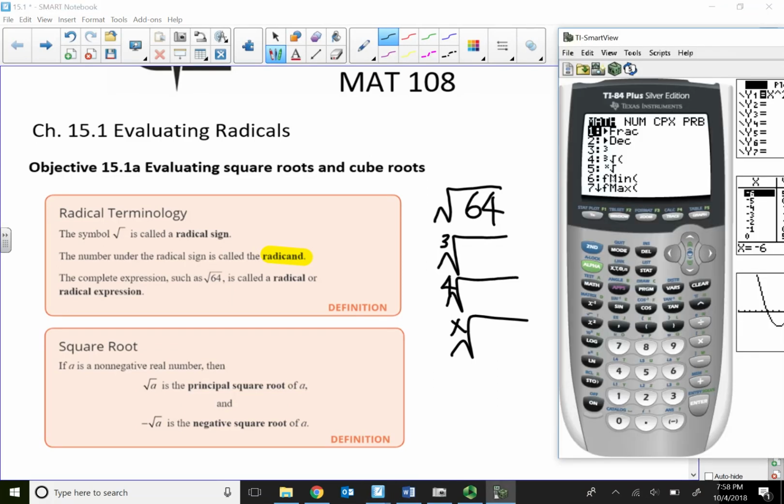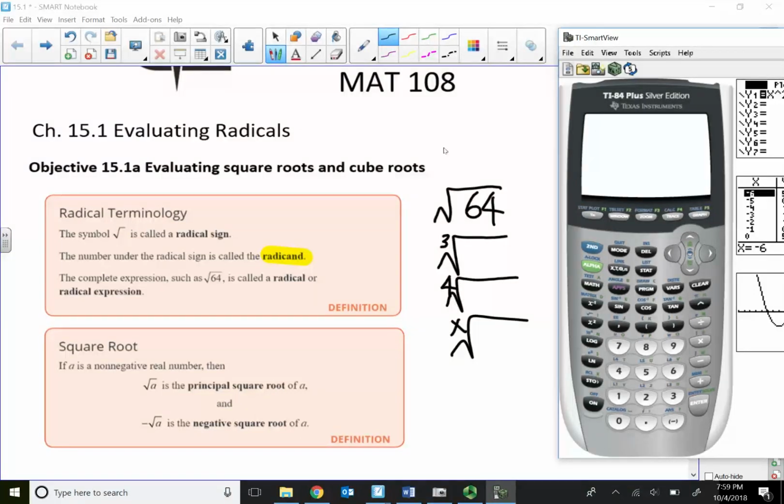If your graphing calculator looks a little bit different than mine, once you choose number 5, sometimes it will ask you to enter a particular number up here. You might have a little box where you can type in anything higher than a cube root. When we run into an example where I have to enter anything higher than a cube root, I will show you how to do that.